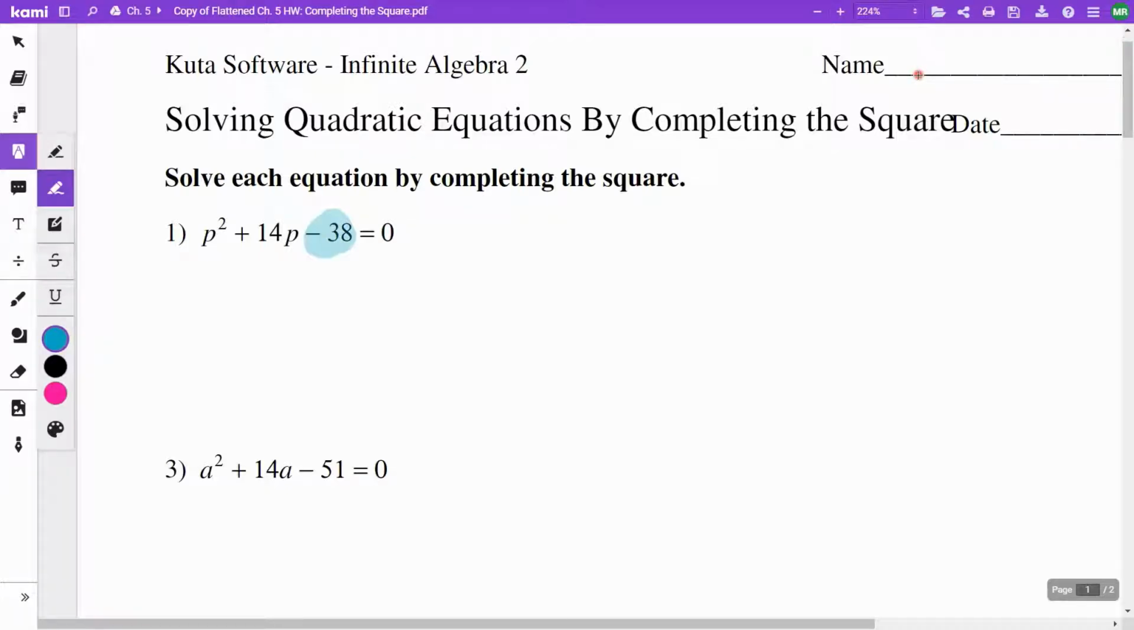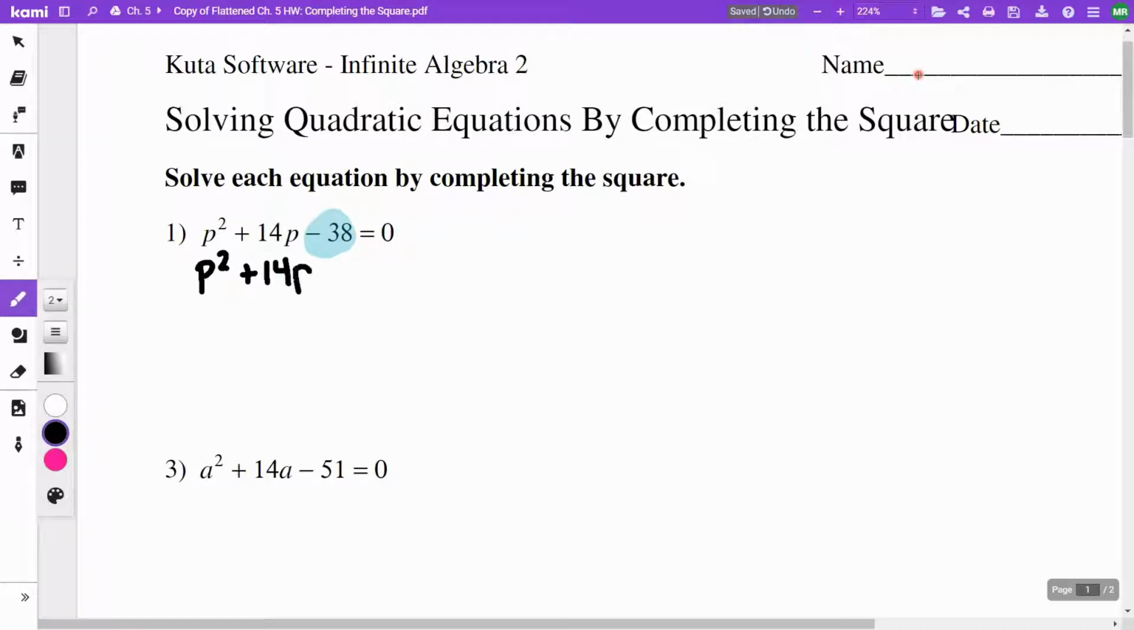So what I'm going to do is, number one, this 38 here is not making this a perfect square. So I am going to rewrite this: p squared plus 14p. I am going to add the 38 to the other side, and then I need to figure out what I need to add to both sides, because if I add to one side, I have to add to the other side to make it a perfect square.